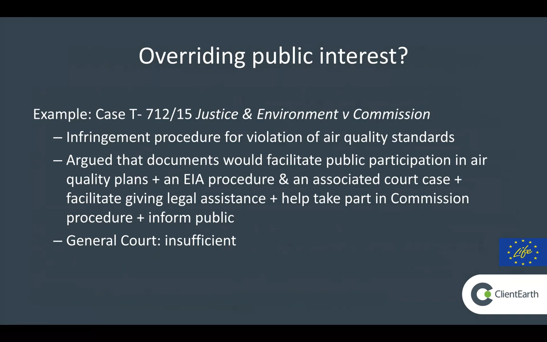That was refused, and so Justice and Environment went to court, and it argued essentially that there were public participation procedures ongoing on national level relating to air quality plans. There was an ongoing environmental impact assessment procedure as well. There was an ongoing court case on which this would have been relevant. They argued that it would help them give legal assistance to people, that it would make the procedure more transparent. All these arguments are in this case, and the General Court just goes through all of them and says it's insufficient, it's not specific enough, it's not clear why this is overriding. So it is just very, very difficult to establish such an overriding public interest. It would need to be very, very specific and unusual circumstances, perhaps an immediate threat to health and the environment or something in that regard.